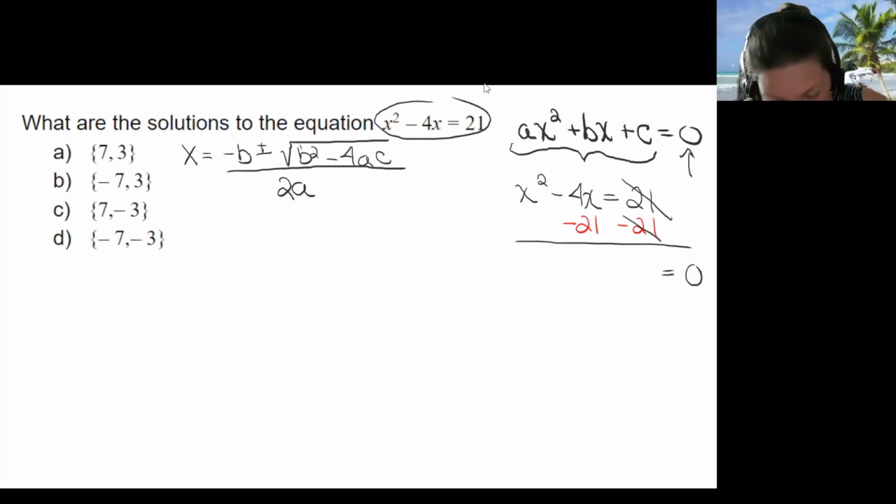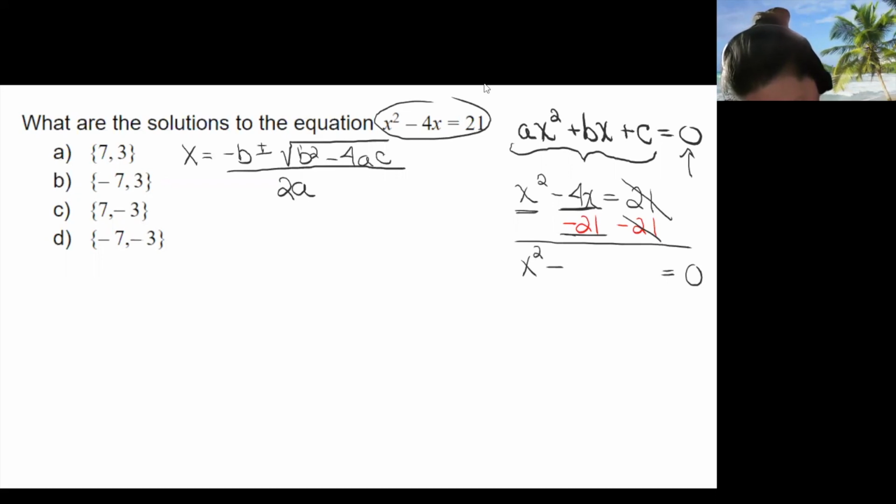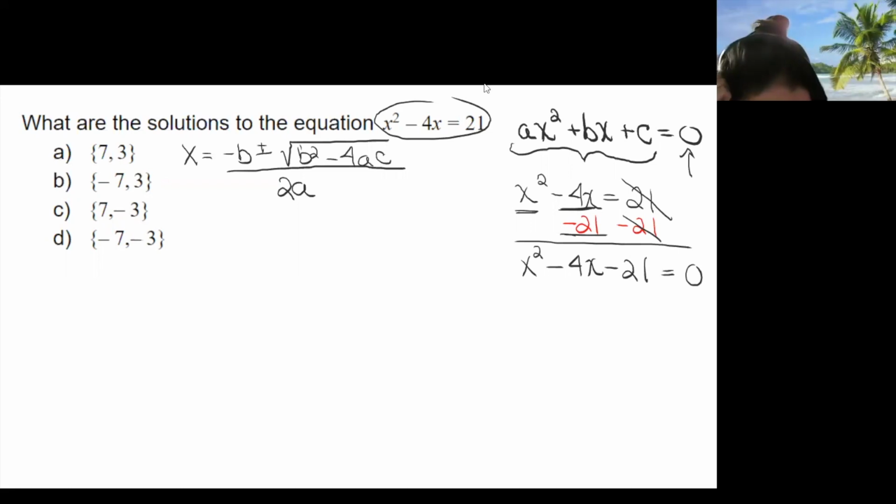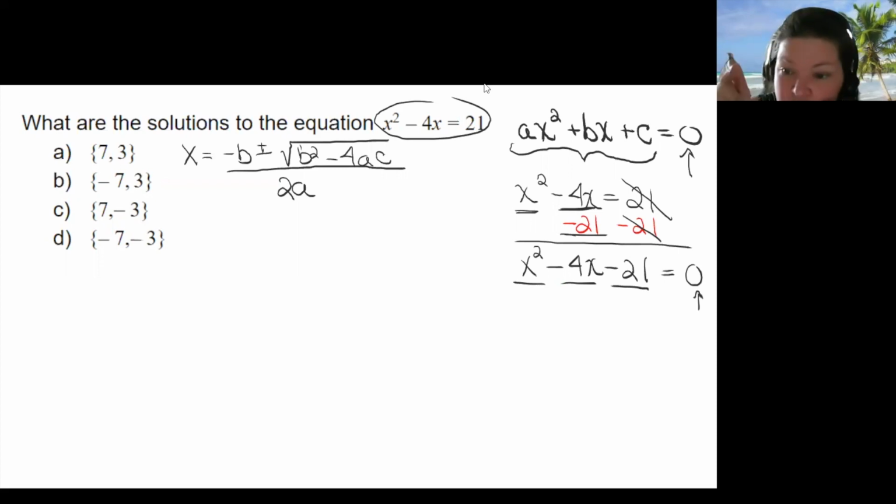Now, take a look. I have an x squared term, I have an x term, and I have a plain old number term. Those are not going to combine. I'm just going to write them down next to each other. X squared minus 4x minus 21. Now what you're going to see is that I have these three numbers on the left-hand side, and the whole thing is equal to 0. That's what I want. If it's like that, then I can see my A, my B, and my C.